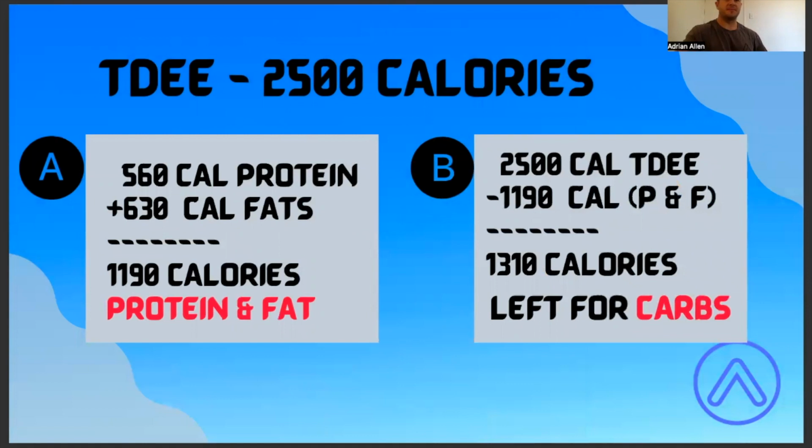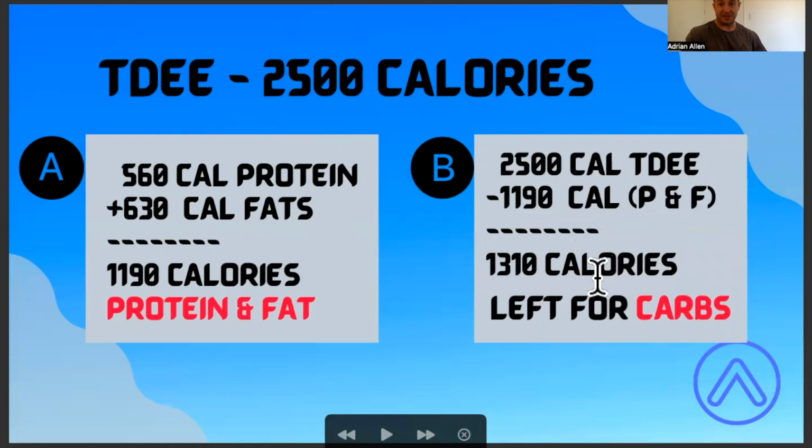So how we're going to do this, we're going to take our 560 calories of protein and our 630 calories of fat. We add them together, and this gives us our total calories from protein and fat, 1,190. So I'm going to bring that 1,190 over here to the right-hand side to B. And we take our TDE number, which is 2,500, and we minus 1,190 calories, which is our protein and our fats. And we are left with 1,310 calories for carbs. So that is how many calories we have for carbs.